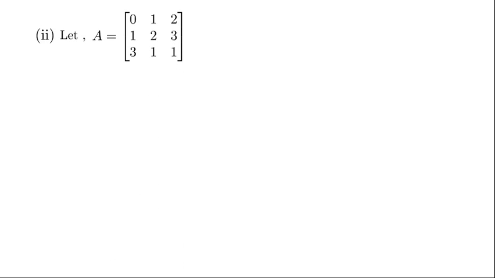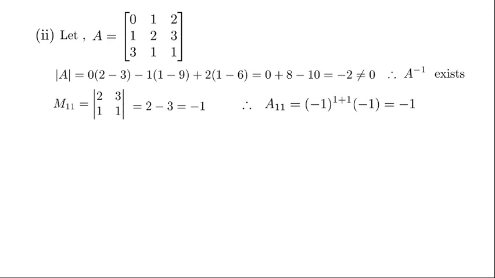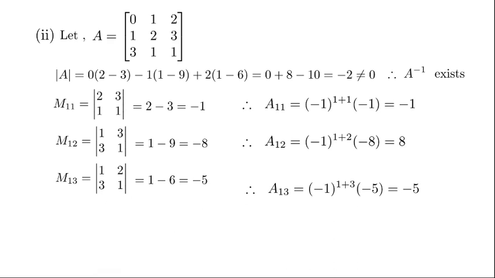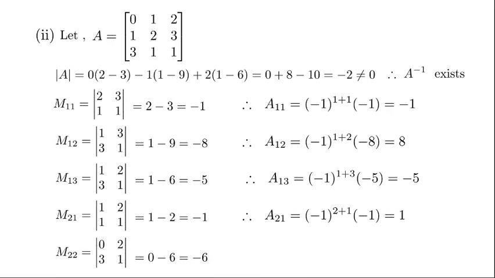So this is a 3 by 3 matrix. Determinant of A is minus 2, not equal to 0. Therefore A inverse exists. And again these are the corresponding minors and their cofactors. So you can pause the video anytime in between and verify all these values slowly, steadily and carefully.